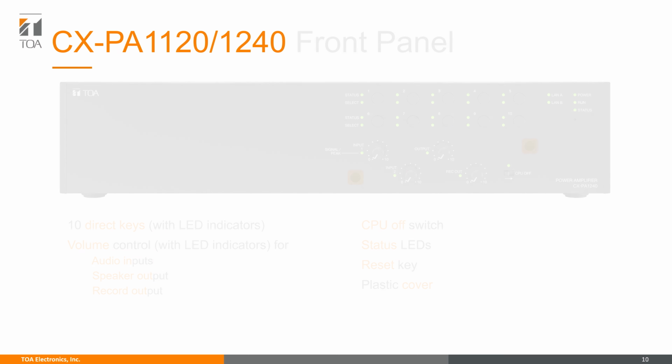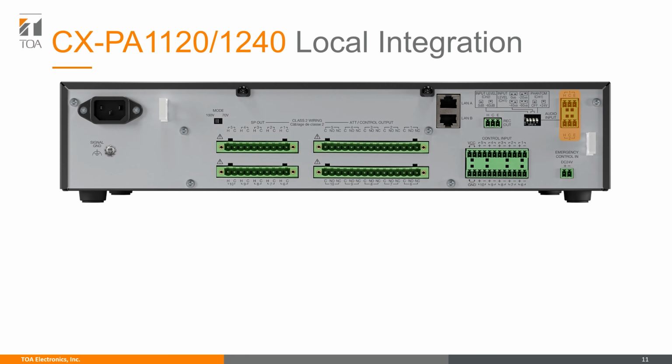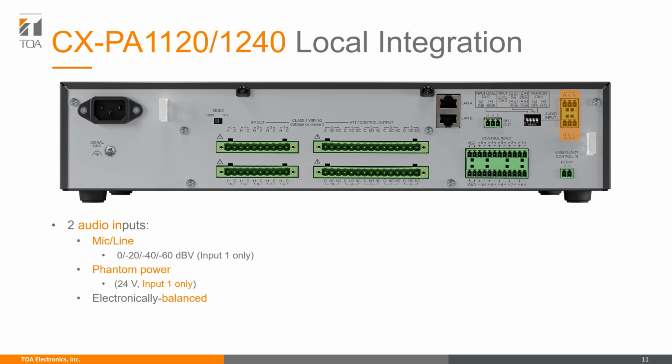Now let's look at the device to see the different integration possibilities. On the right, you can see the two analog inputs. Both have a selection between line and mic level. You can change these settings via the dip switches. You can also get more specific with the switches by selecting 0, -20, -40, and -60 dBV. Input 1 is exclusive in that you can turn on 24-volt phantom power. Both inputs are electronically balanced and can be connected via a removable terminal block.